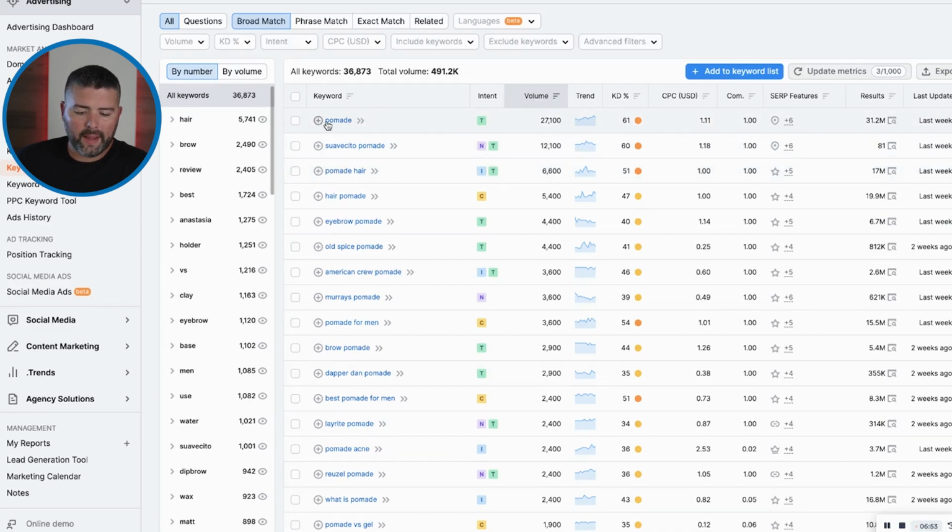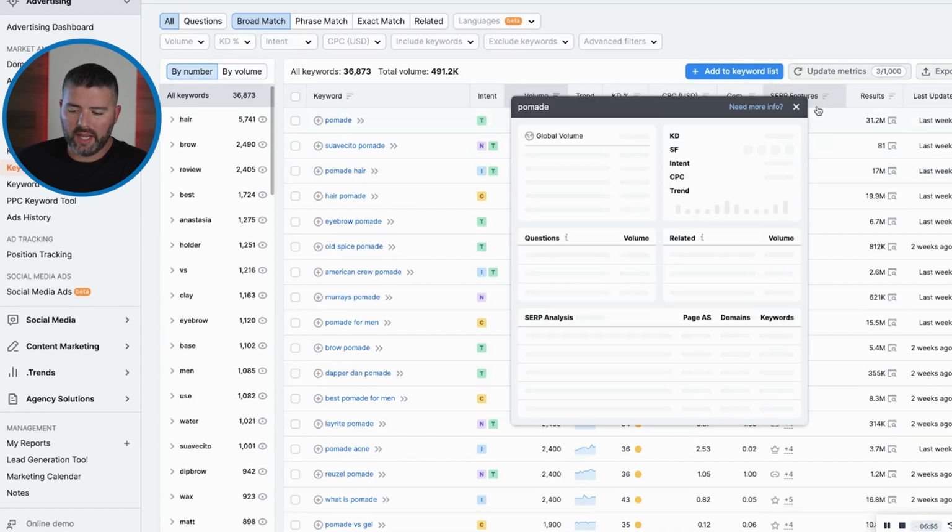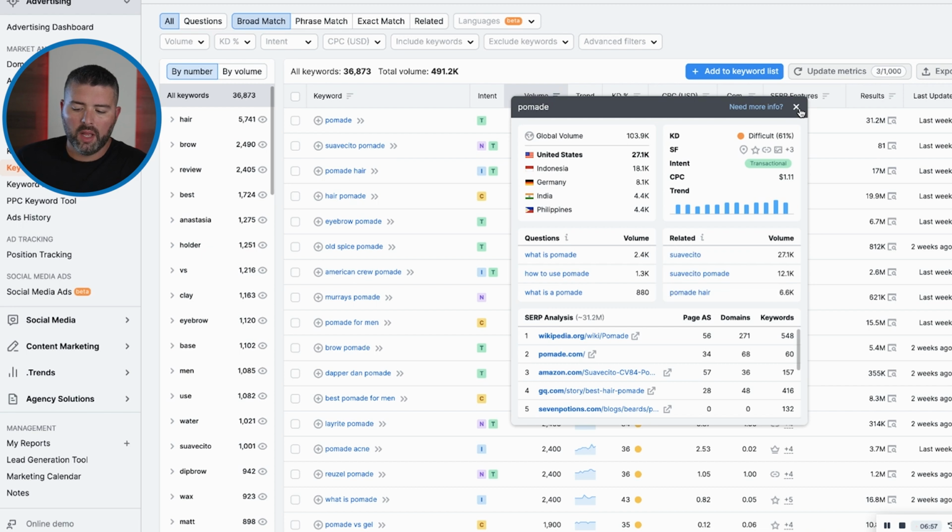Now, looking at pomade as a singular keyword, it is just super broad. And you can see questions being asked are, what is pomade? How to use pomade? What is a pomade? And then related searches, Suavecito, which is a brand, and pomade hair. You can also see the SERP analysis where we have our organic rankings.